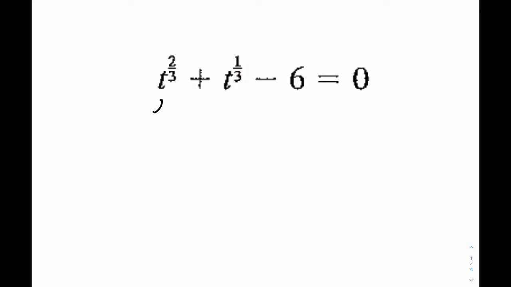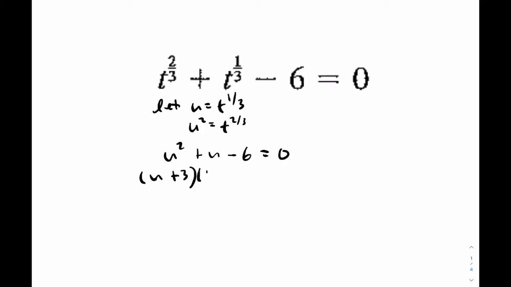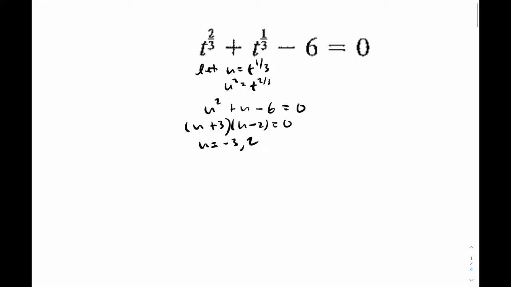So in this problem, I can see that u should equal t to the 1/3, because that would mean u squared is t to the 2/3. So u squared plus u minus 6 equals 0. We're going to factor. So u would equal -3 or 2. Now we're going to plug it back.